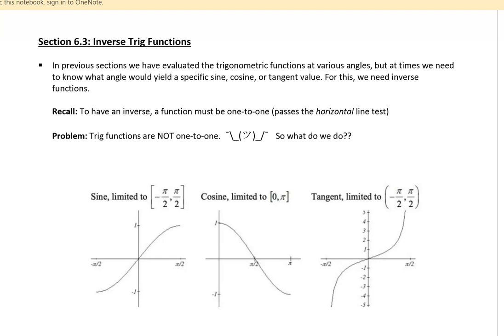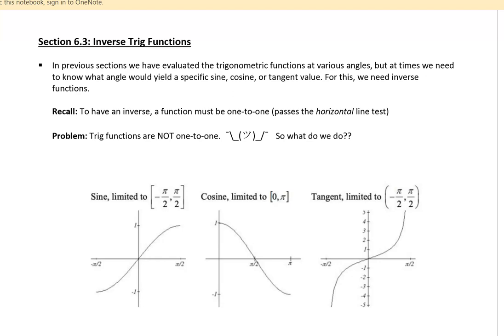If you recall from previous sections, to have an inverse, a function must be 1-to-1. To be a function, you have to pass the vertical line test. To be 1-to-1, you have to pass the horizontal line test, basically saying that each x goes to one y. So your x's are not repeating and your y's are not repeating. The problem with our trig functions is that they're not 1-to-1.